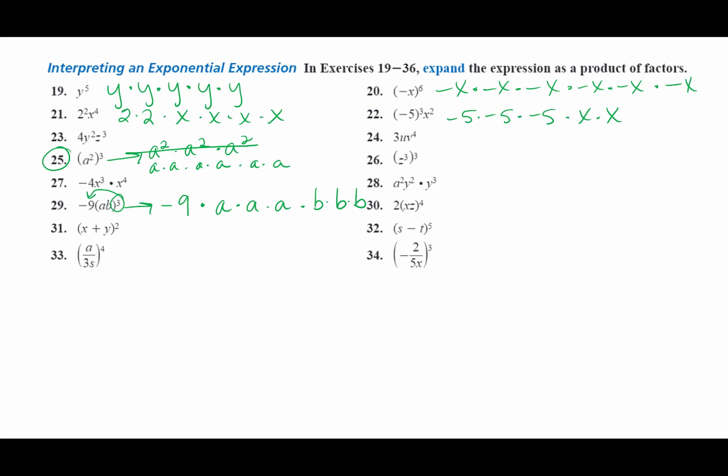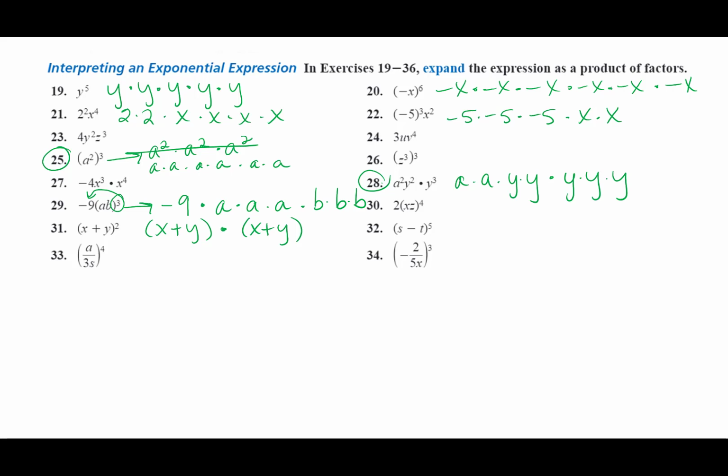Okay, take a look at 31. 31 is the expression x plus y squared. And this one might be slightly more confusing, but the best way we can expand this one is just to say x plus y times another x plus y. Okay, and then skip down to, let me do one like 28. a squared y squared times y cubed would be a times y, that's your y squared, times y cubed, which is y times y times y.